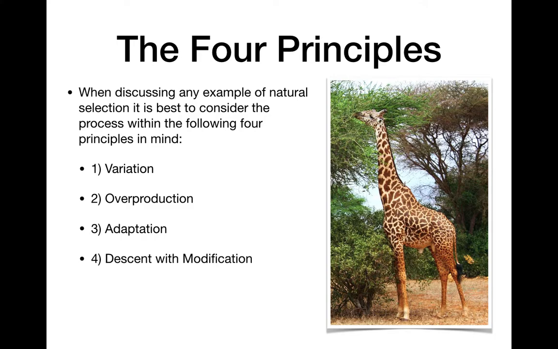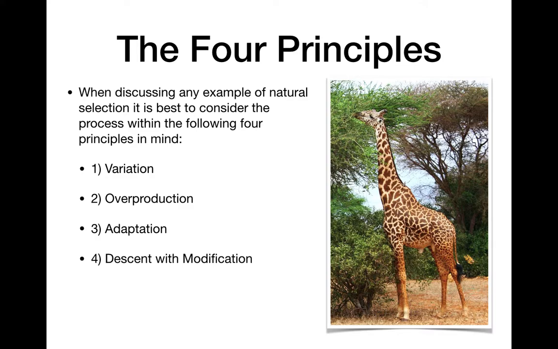Overproduction would be about competition. So let's say there's a population of fish in the ocean, and there's only so many smaller fish they can eat. They're going to compete, and the ones who can't get access to food for whatever reason, they're not going to survive.